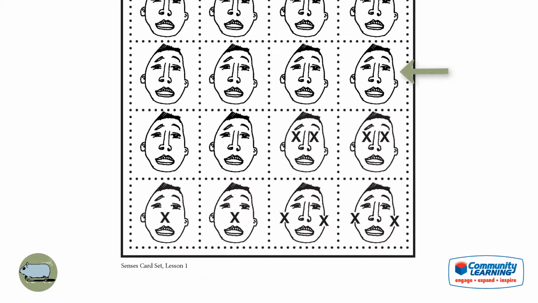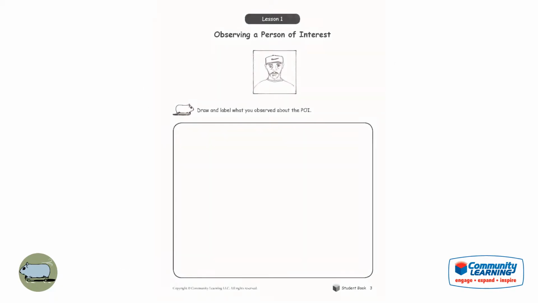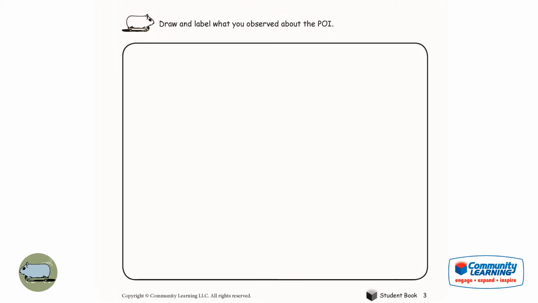Some cards will have a full face on them. These students will observe the person of interest using all of their senses. A few cards have a sense crossed out. These students will be deprived of that sense during the observation. Introduce the person of interest to the class. Have your students record any observations in their student books. Give students time to share their observations with their class.